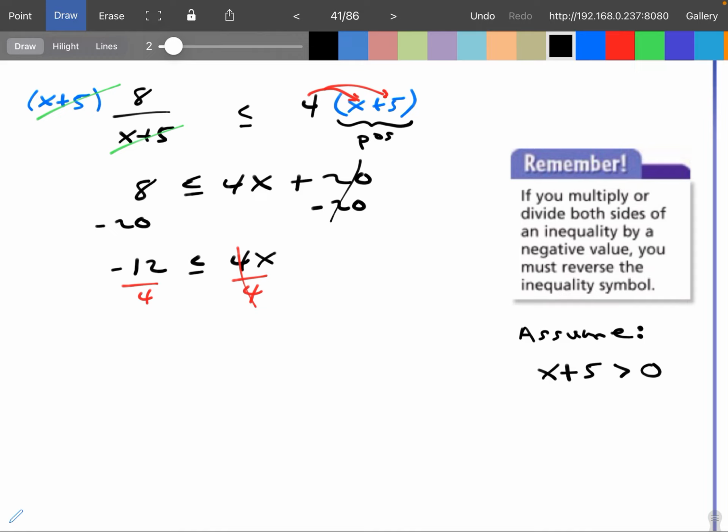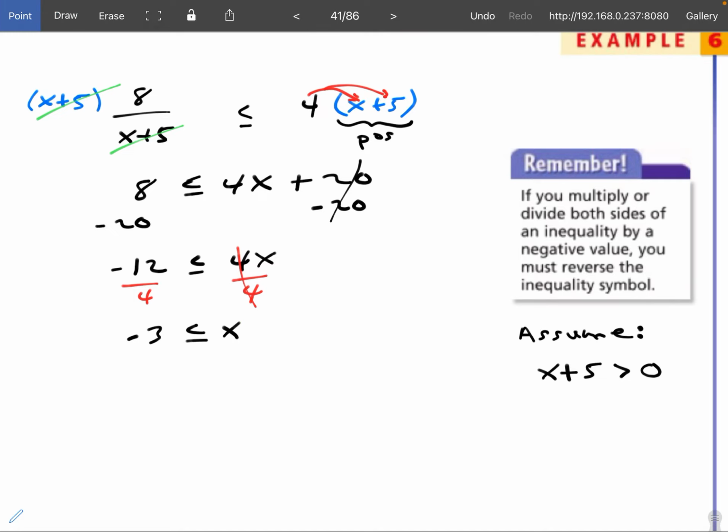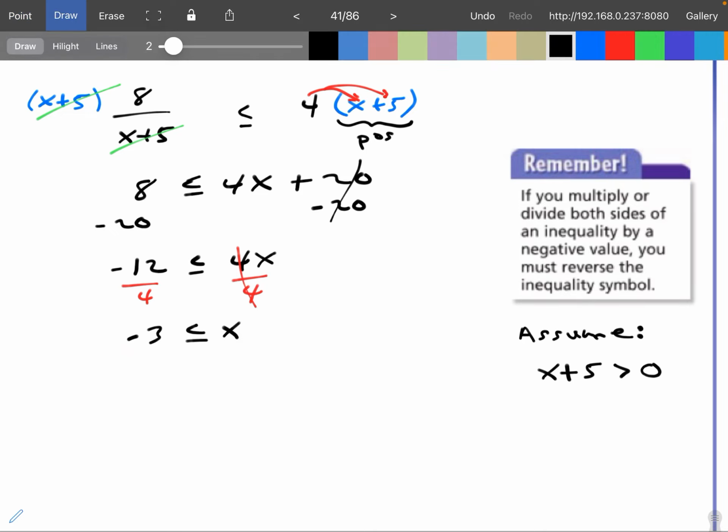So I divided both sides by 4. And on the left-hand side, I got negative 3 is less than or equal to. And on the right-hand side, the 4's canceled out, and I just got 1x. Now, normally when we do these, we don't like to write our solution with the variable on the right. So I want to switch this statement around so that the variable's on the left. I'm going to put the x on the left and the negative 3 on the right.